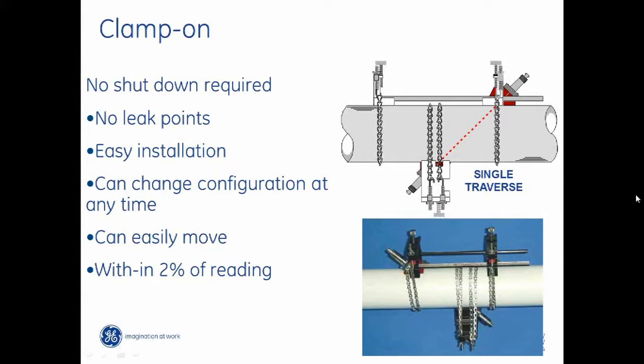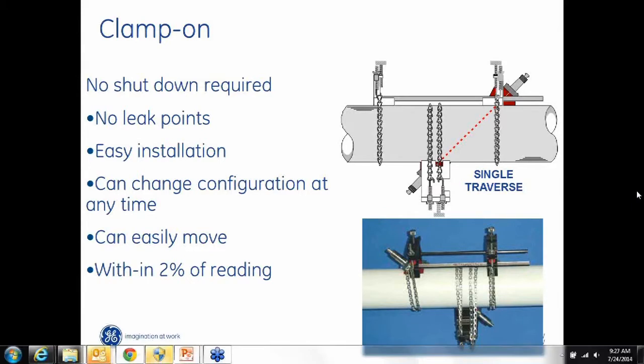Question about temperature limits for sensors. Okay, so temperature, we have a couple different sensors that we use. Our normal temperature sensors are somewhere in the 240-degree range, and then we can get above that with higher temperature, up into the almost 500-degree range.